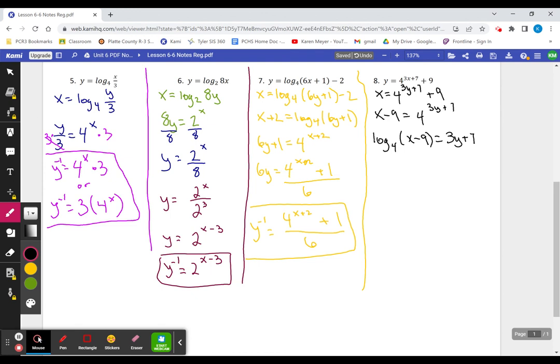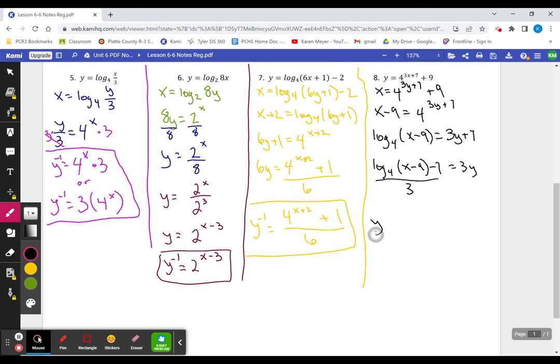Now all we have to do is get y by itself. So move the plus 7 over. And when you move the plus 7 over, you're going to subtract it. But here's the catch. You are not allowed to combine it with the minus 9 because the minus 9 is grouped in there with the x, and that 7 is not. And then here you're just going to get rid of the 3 in front of y by dividing it. So the inverse is log base 4, parentheses x minus 9, close my parentheses, minus 7, all over 3. And we are finished.